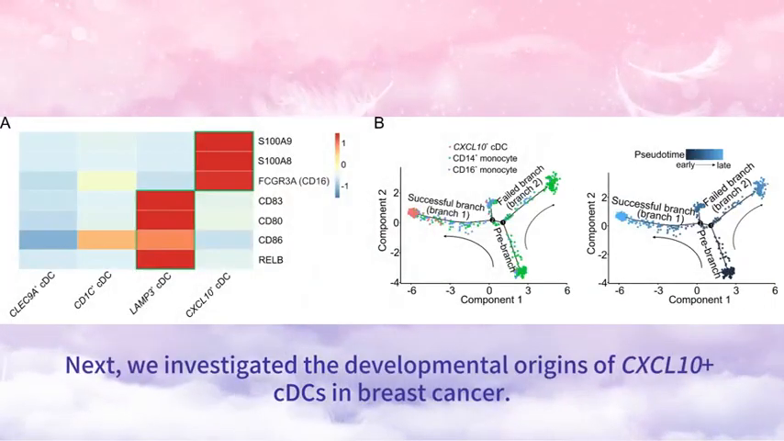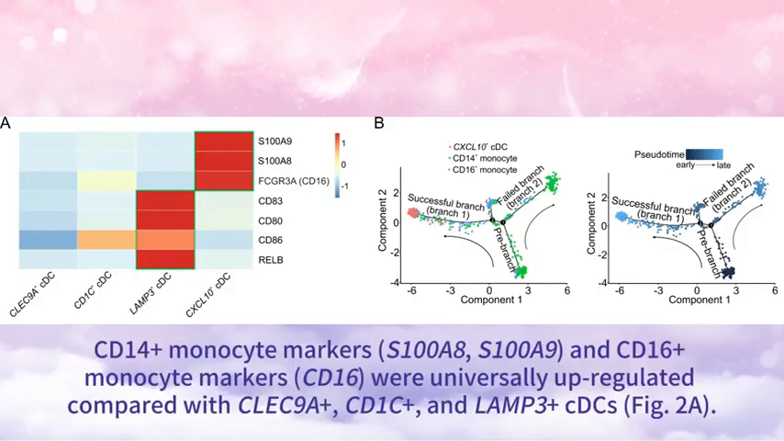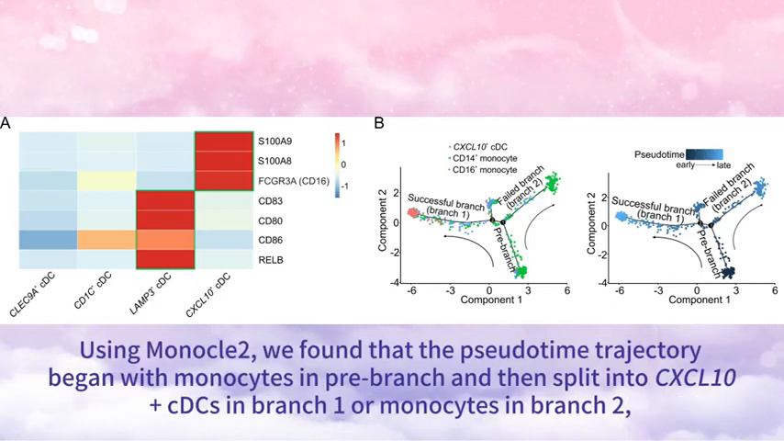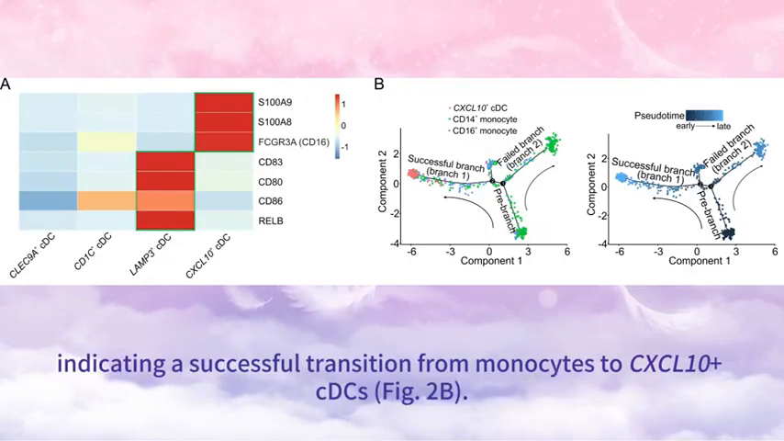Next, we investigated the developmental origins of CXCL10 plus cDCs in breast cancer. In tumor-derived CXCL10 plus cDCs, CD14 plus monocyte markers S100A8, S100A9, and CD16 plus monocyte marker CD16 were universally upregulated compared with CLEC9A plus, CD1C plus, and LAMP3 plus cDCs. Using Monocle 2, we found that the pseudotime trajectory began with monocytes in pre-branch and then split into CXCL10 plus cDCs in branch 1 or monocytes in branch 2, indicating a successful transition from monocytes to CXCL10 plus cDCs.